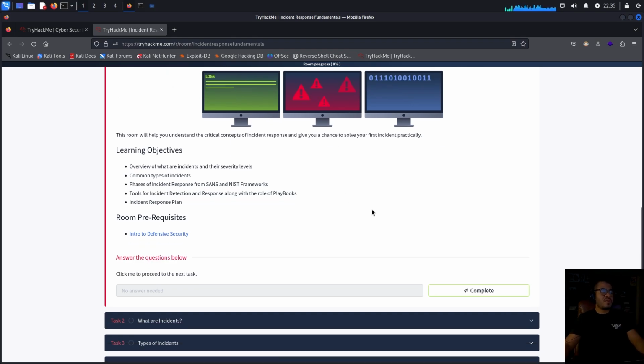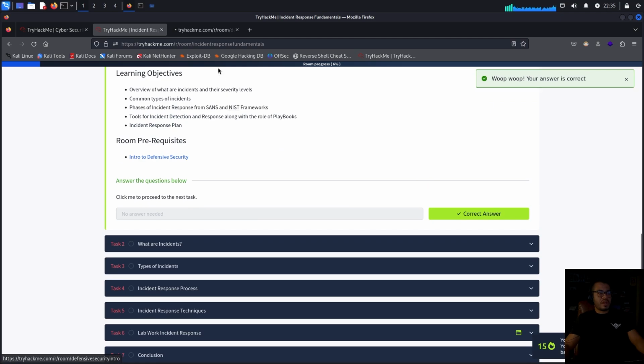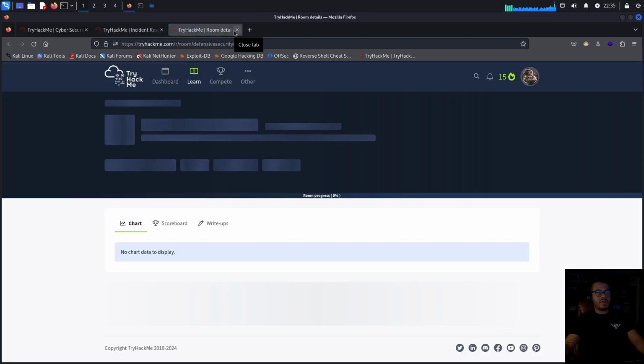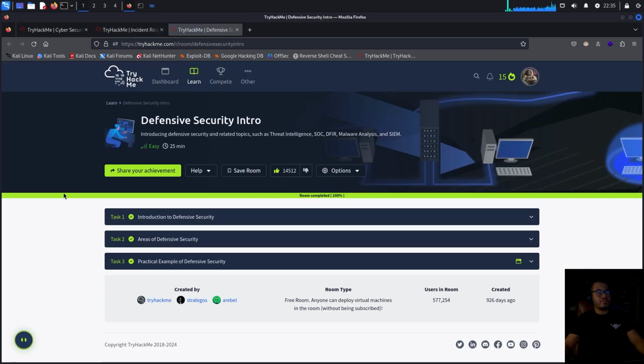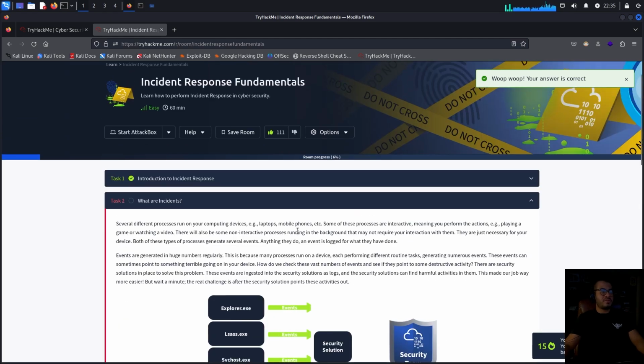The learning objectives are an overview of what incidents are and their severity levels, common types of incidents, phases of incident response from the SANS and NIST frameworks, tools for incident detection and response, along with the role of playbooks and the incident response plan. I already completed Intro to Defensive Security, which is a prerequisite for this particular room, so we're good to go. What are incidents, right?